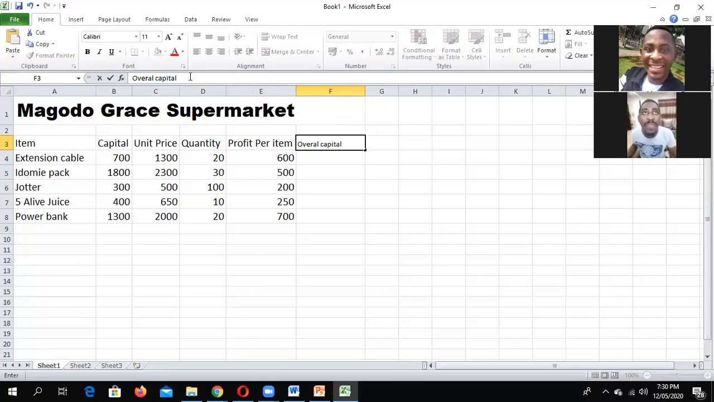Now, let me explain this overall capital to you. In a business, you must know how much you're investing in your business, or how much you have invested in your business.